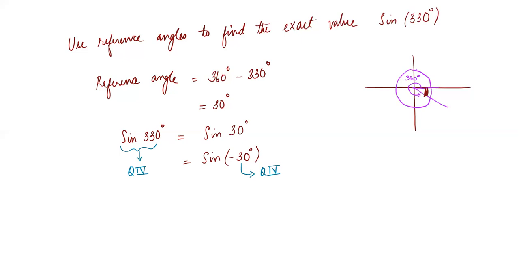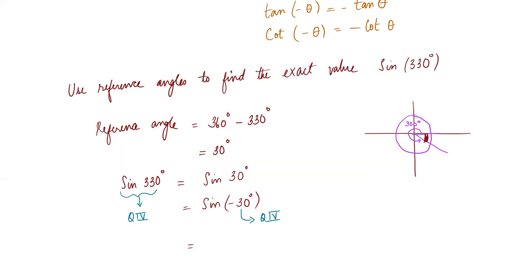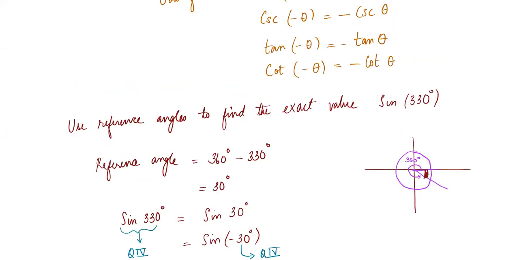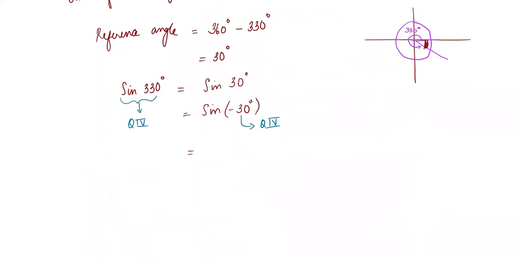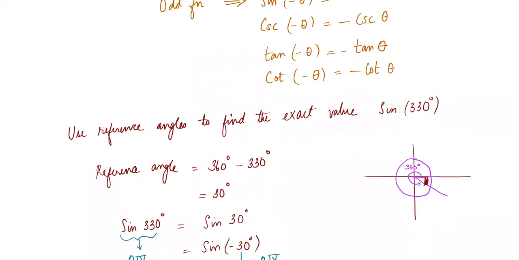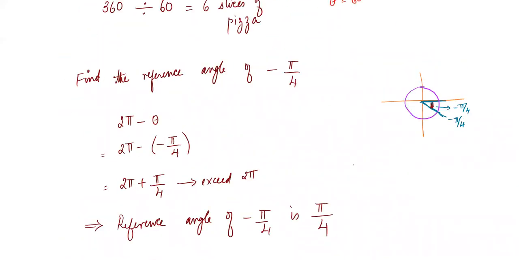But we know from the even and odd functions that sine is an odd function. So if I had a negative theta, it brings out the negative. That means this negative is brought out as negative sine 30 degrees. Then you can go to your table or your unit circle to figure out what sine 30 degrees would be. Let's go to that table.